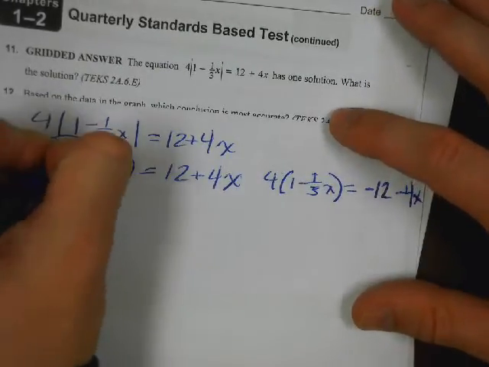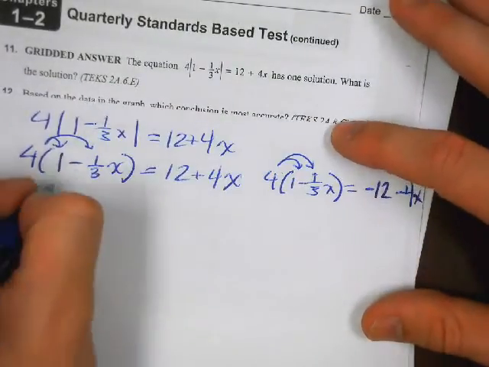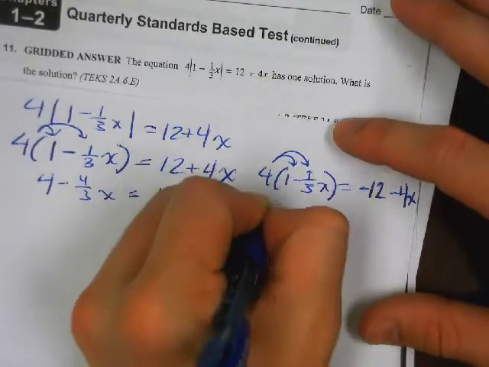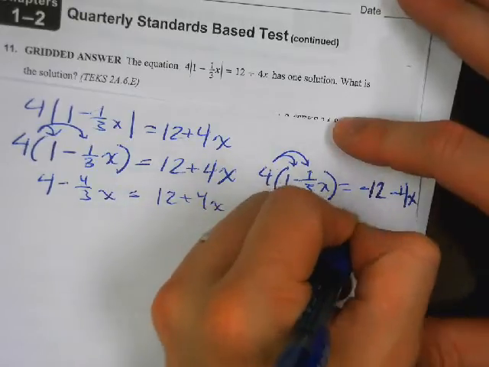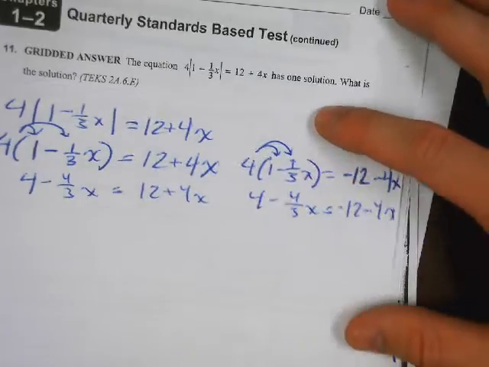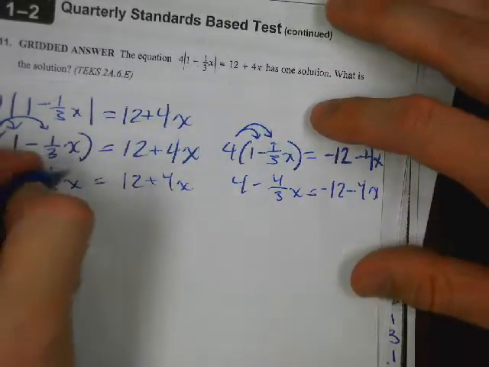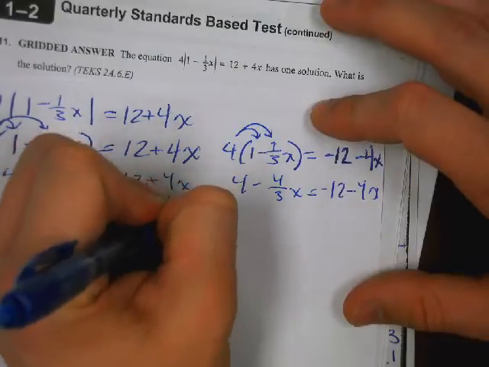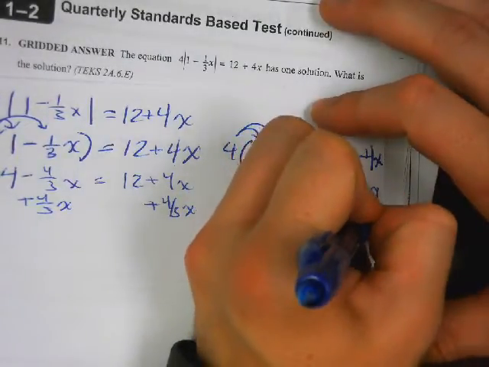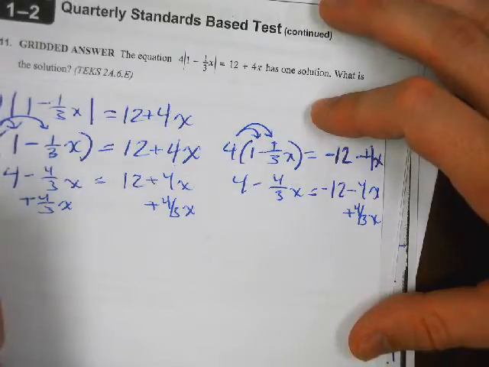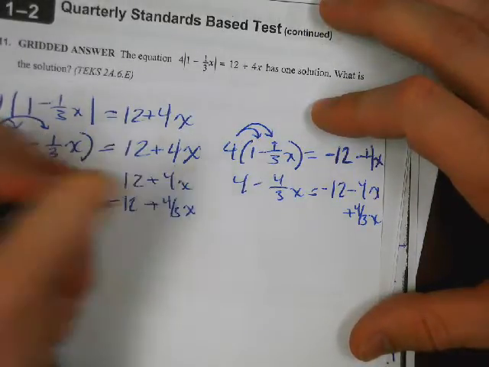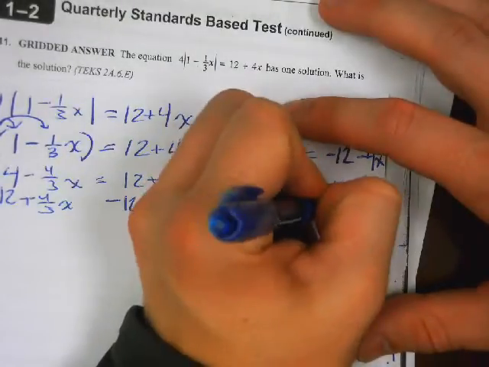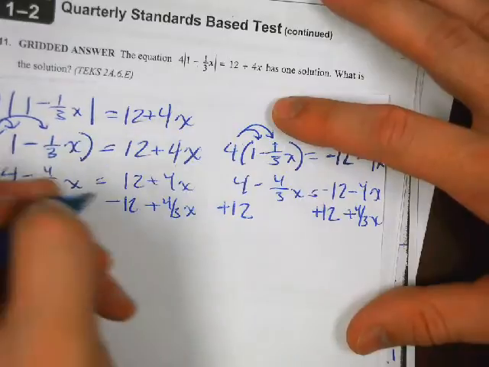With this 4, we're just going to distribute, and we're going to get 4 minus 4/3 x equals 12 plus 4x. 4 minus 4/3 x equals negative 12 minus 4x, and now we get to solve for x. So I'm going to add 4/3 x to both sides. And I can also subtract 12 from both sides. I'm going to add 12 to that side.